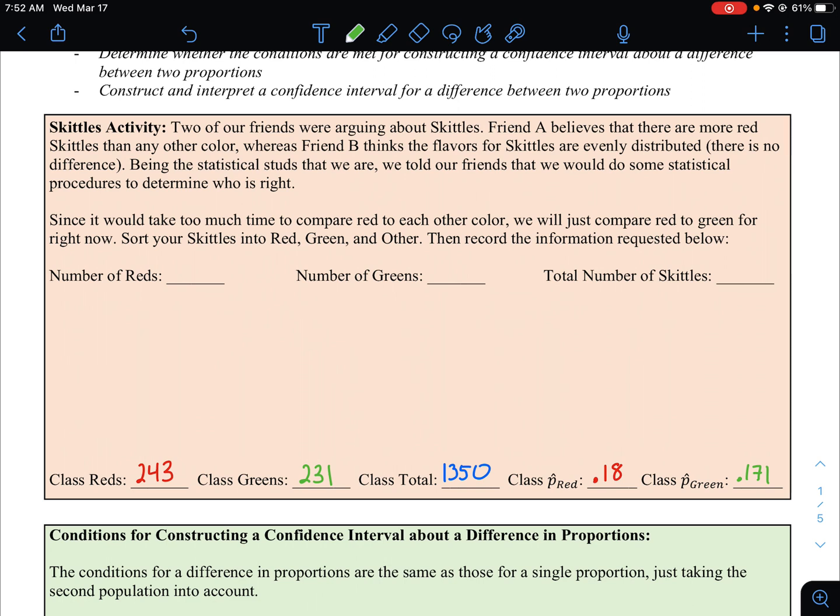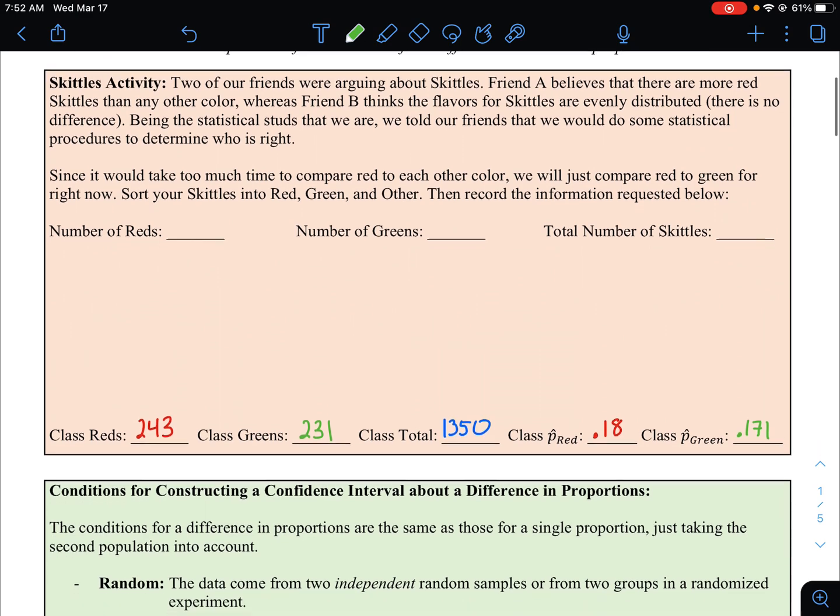Skittles. So the class proportion of reds was 18%. That's what we get when we do 243 divided by 1350. And the green sample proportion was about 17.1%. Okay. So we're going to come back and use this data in just a little bit, but I wanted to give you a little contextual knowledge.